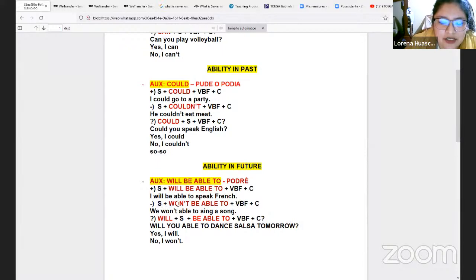Negative, subject won't be able to. I have to put the negative in the first auxiliary. In this case, it is won't. Won't be able to, verb in base form, complement. We won't be able to sing a song. Okay, nosotros no podremos cantar una canción.